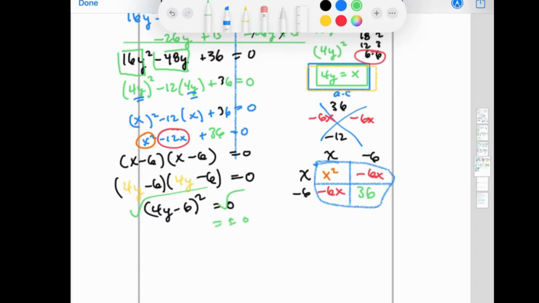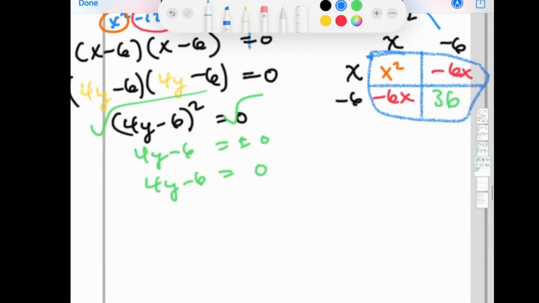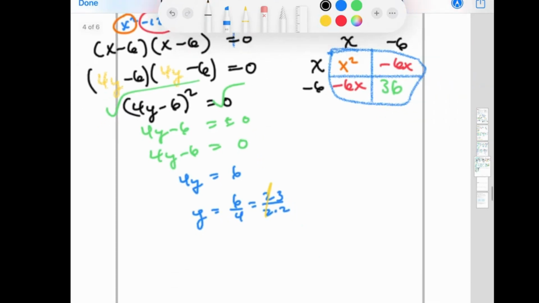Plus or minus 0, well, we don't say plus or minus 0. If I take your wallet and add 0 to it, nothing changes. So you're just left with 4y minus 6. We might as well call it just 4y minus 6 equals 0. And then add 6 divided by 4, which would give you y equals 3 halves. That is your answer.